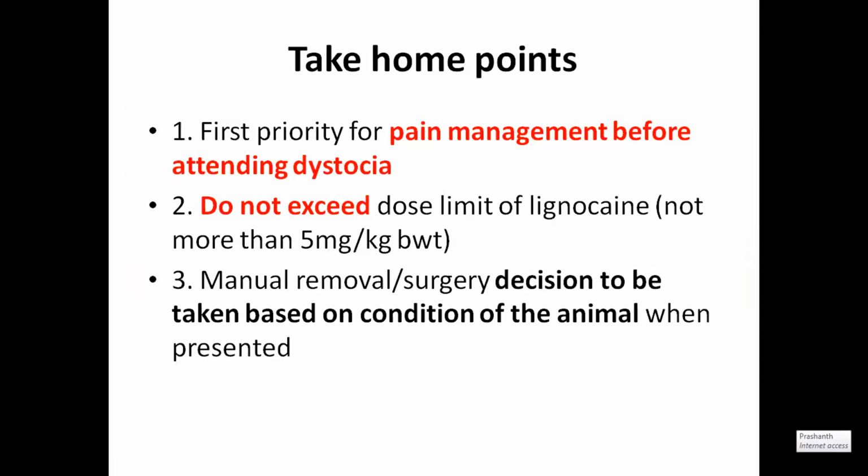Some of the take-home points are: the first priority whenever a case is presented to us is pain management before attending the dystocia. The second thing is we should not exceed the dose limit of lignocaine, since sheep and goats are very sensitive to the toxicity. In cattle, 10 mg per kg body weight is the toxic dose, but in sheep and goat, even 5 mg per kg body weight can create a problem.